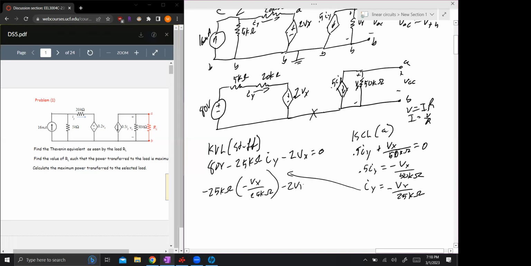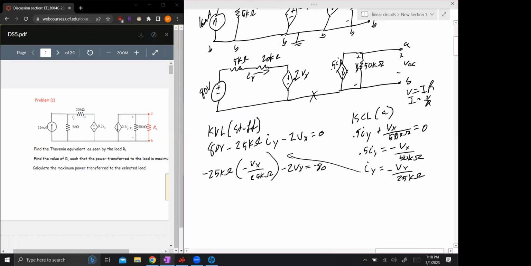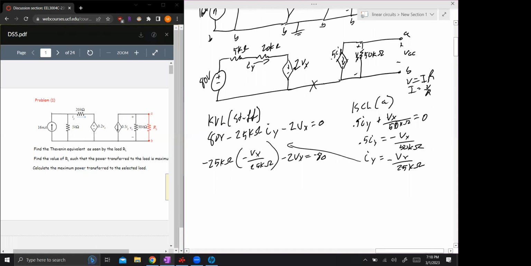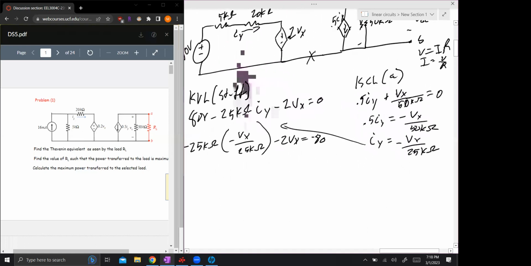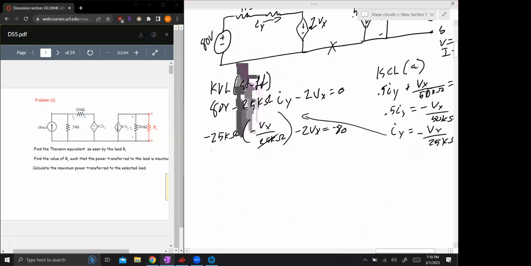Minus 2 VX is equal to negative 80. Sorry that my handwriting is very messy also. So I'm seeing this cancel, the negatives cancel. So then this VX plus the negative 2, that's going to be negative VX is equal to negative 80. And then VX is equal to 80.